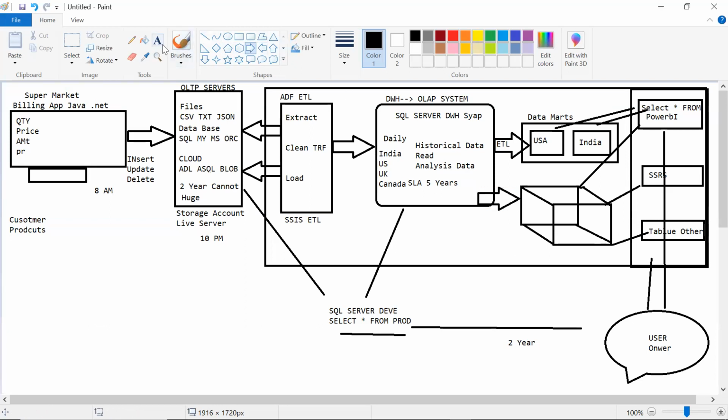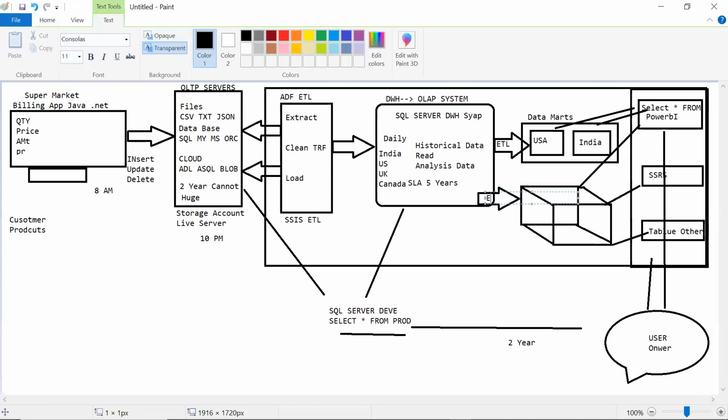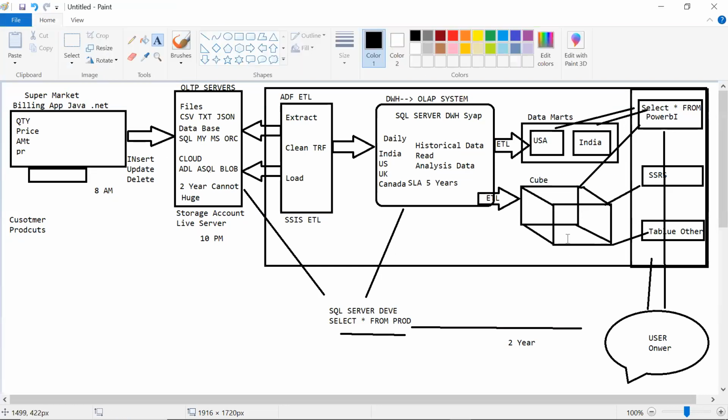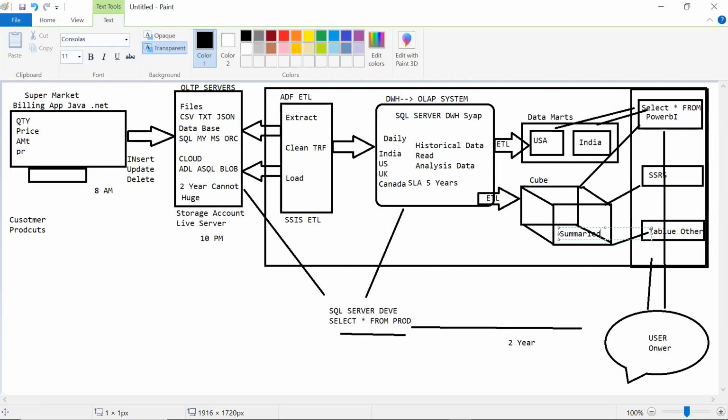ETL developer is required. Some companies like JP Morgan, Wells Fargo, and Henkel use cubes to analyze multidimensional data. So here we have summarized data, here you have aggregated data, and here you have calculated data.